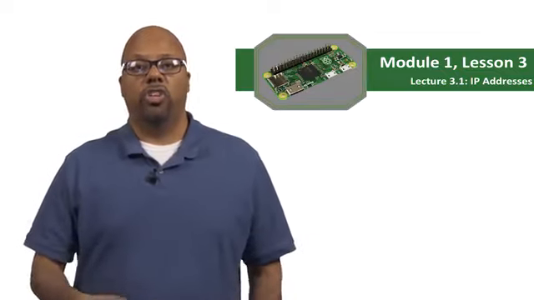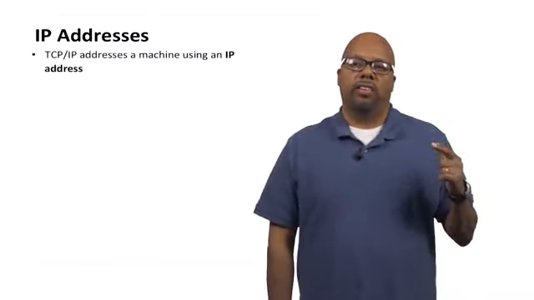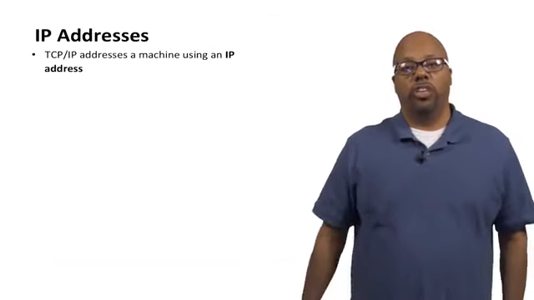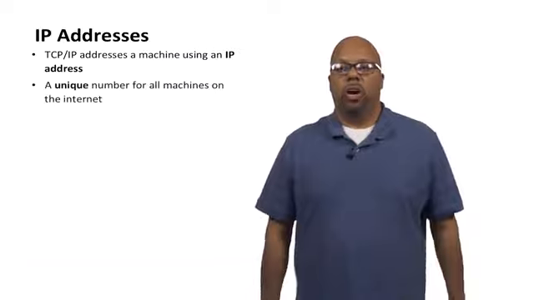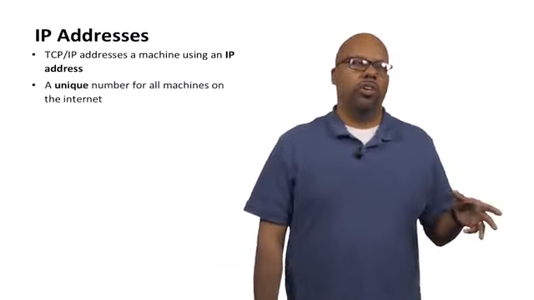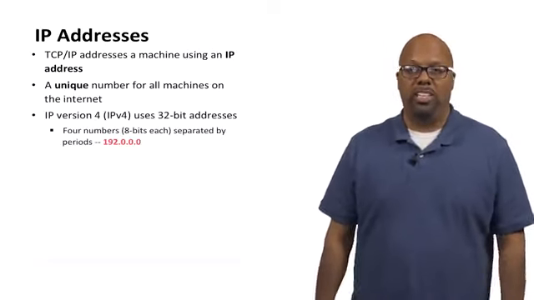In this lecture, I'll talk about addressing in the internet. So IP addresses. IP, really TCP/IP, addresses a machine, a host, using an IP address. An IP address is a unique number for all machines on the internet. This isn't always true, but it is mostly true. We won't talk about the exceptions to that rule too much.